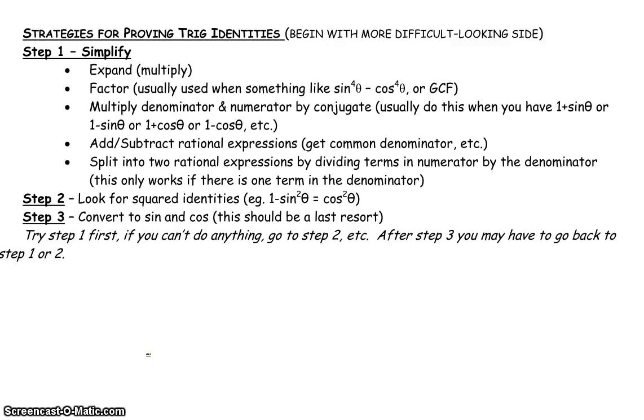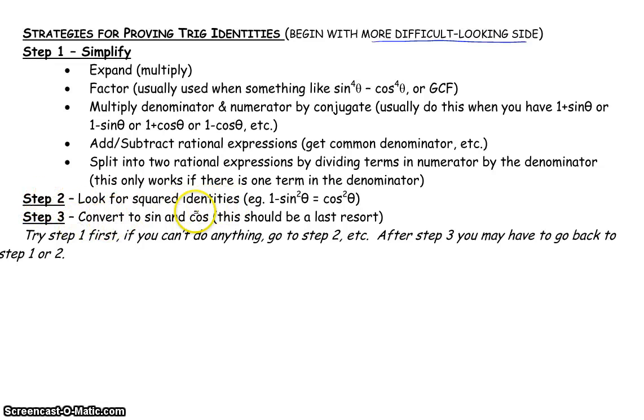If you're trying to prove a trig identity, which basically means checking to see if the left side equals the right side, but not subbing in a value for the angle, you begin with your more difficult looking side. It's a lot easier to make something difficult look simple rather than the other way around. So here's what I've developed: 3 steps. You may or may not begin on step 1. It depends if you can do anything on step 1. And then you might go to step 2. You might be able to do it.